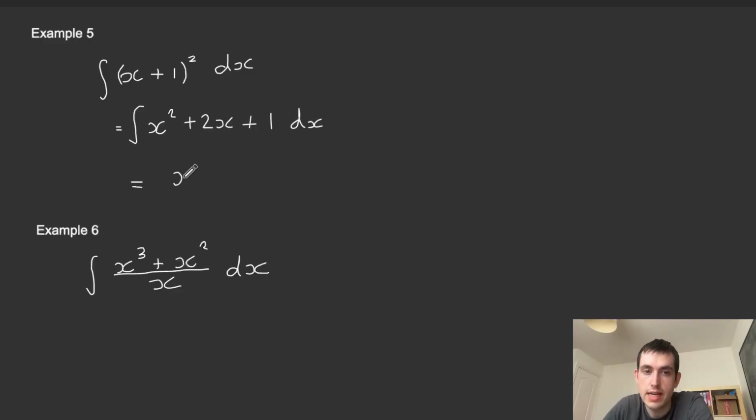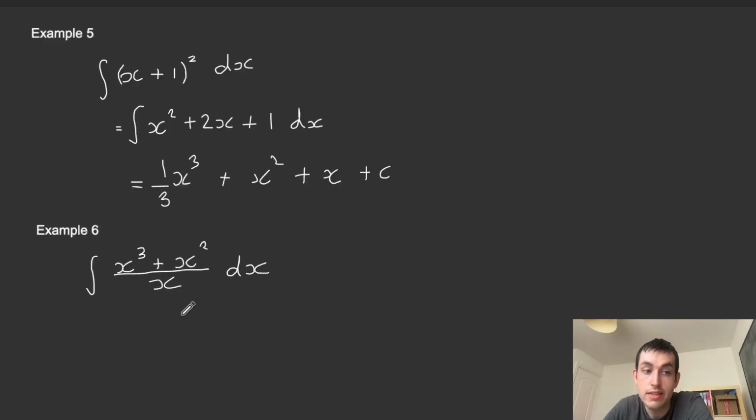We're going to get x to the power of 3 over 3. We're going to get x squared. The 2 cancels out with the 2. Plus x, and then plus c. So if you ever have something that's not in the right form, expand it out, get it into the right form, and then you can integrate like we've done as usual. Once you get to second year maths, there is another way to integrate this, but that is definitely a story for another day. For the second one, it's got a big fraction in there.